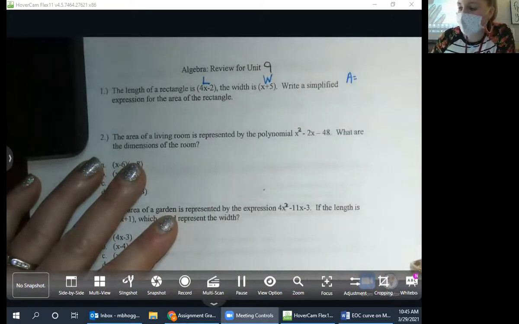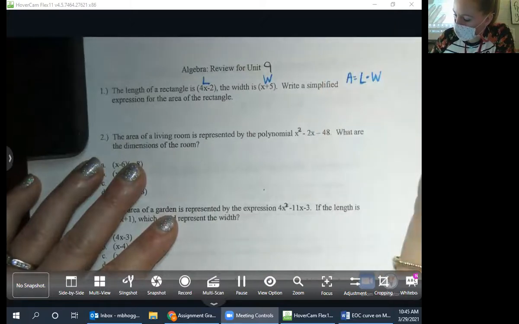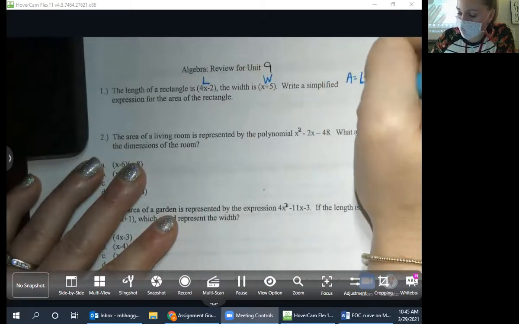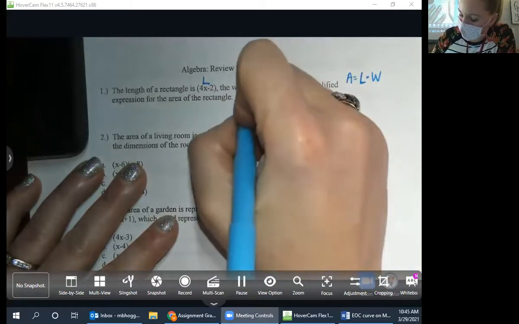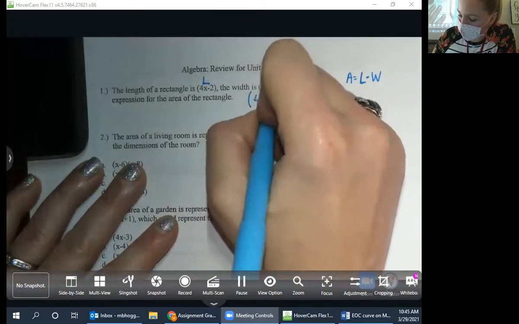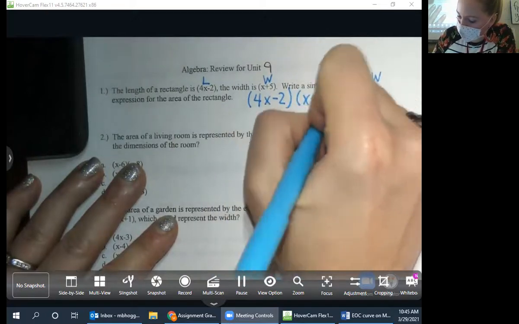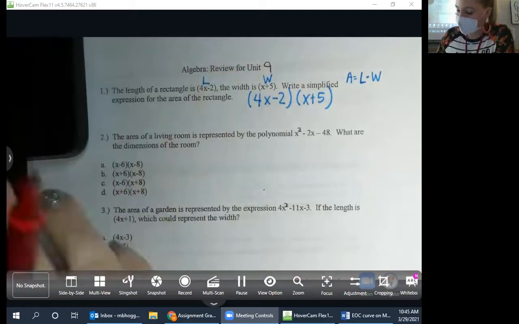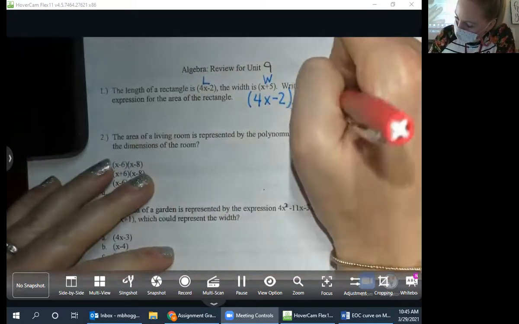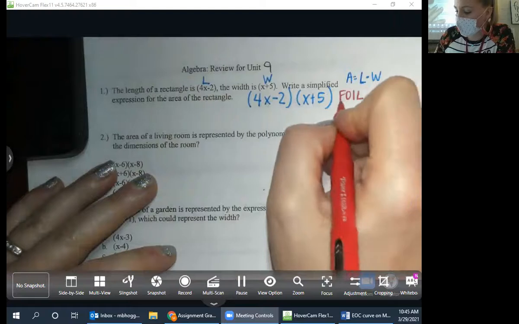How do you find area of a rectangle? What is that formula? Length times what? Well, that's volume. It's only 2 dimensions for area. Length times width. So in this case, you would multiply them together: 4x minus 2 times x plus 5. When you see 2 binomials, you need to train yourself to think that when you're multiplying them together, you FOIL.